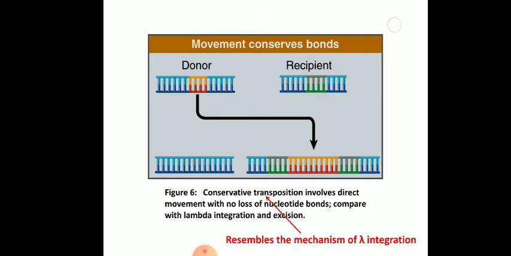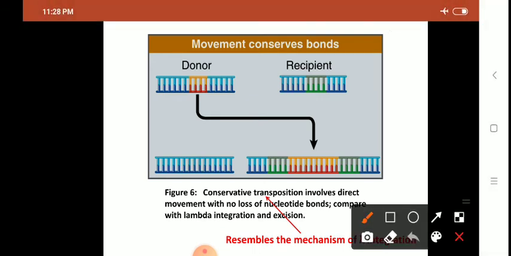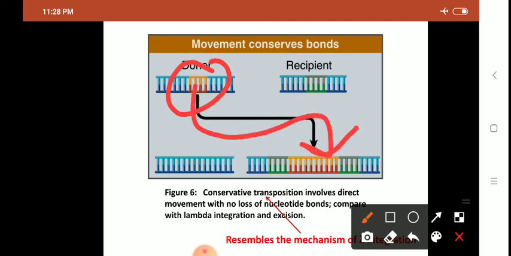This is the third type, which is a kind of non-replicative but conservative mode. You can see from the diagram that the transposon from the donor directly gets integrated into the recipient site, which is similar to the non-replicative mode of mechanism, but the sequence is conserved. Every nucleotide bond is conserved. There is no loss of nucleotide bonds. So this is called the conservative mode.